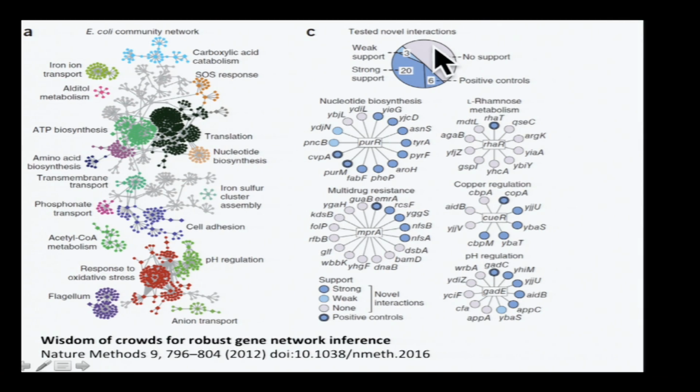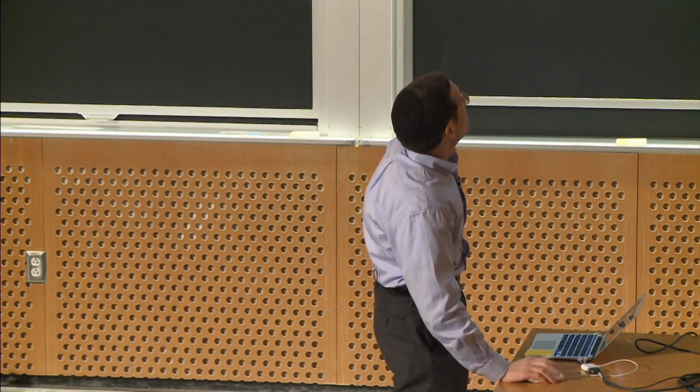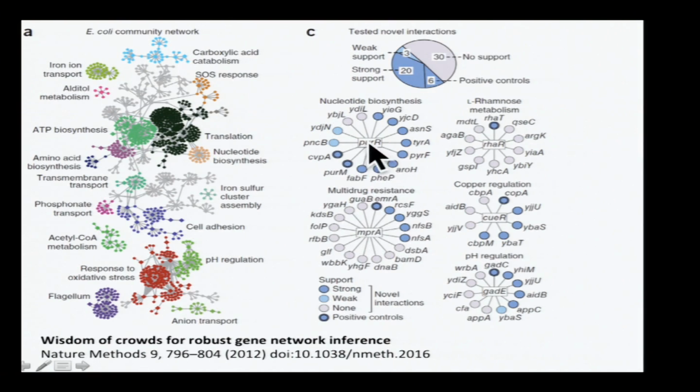But one of the interesting things is that the data are quite variable over the different predictions that they make. So each one of these circles represents a regulator, and the things that they claim are targets of that regulator. And things that are in blue are things that were confirmed by their experiments.